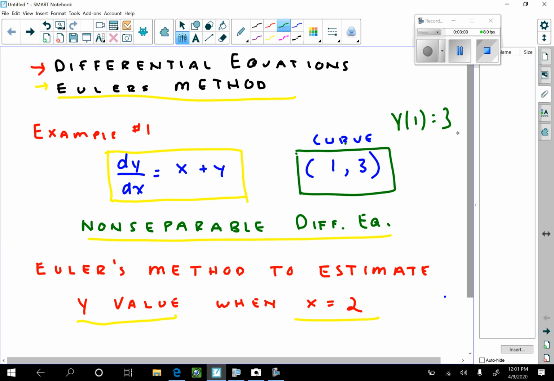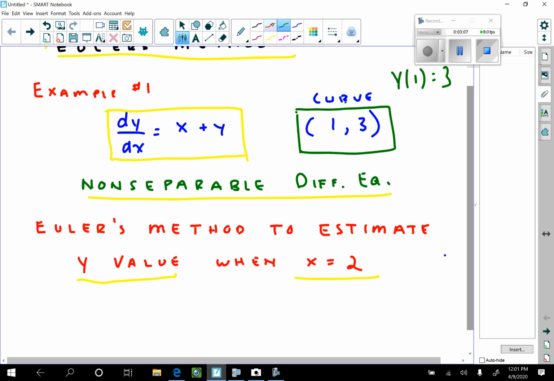So here we go. We're going to use Euler's method to estimate the y value when x is 2, and we're simply going to use only 2 steps. You're not going to be required to do many more steps. In a normal testing year, rarely have I seen College Board require more than 2 steps on Euler's method. So we're going to use Euler's method with 2 steps, and the steps are going to be of equal size, of equal width.